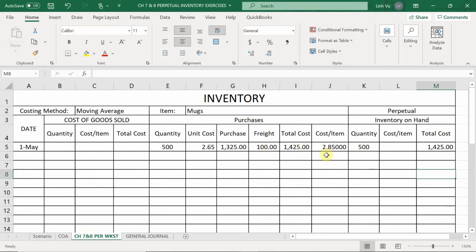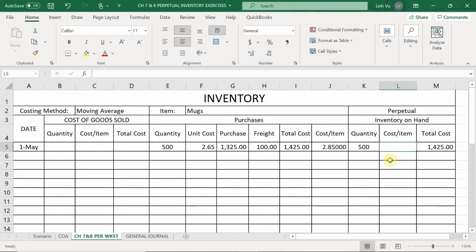Okay. Here, even though we only have one batch of inventory, we're just going to go ahead and calculate our average cost per item here. So we get a total of $2.85 per item that we sell, right? And in this case, when we plug in our numbers, because we're using moving average, we have to remember we're constantly calculating our average cost per item.